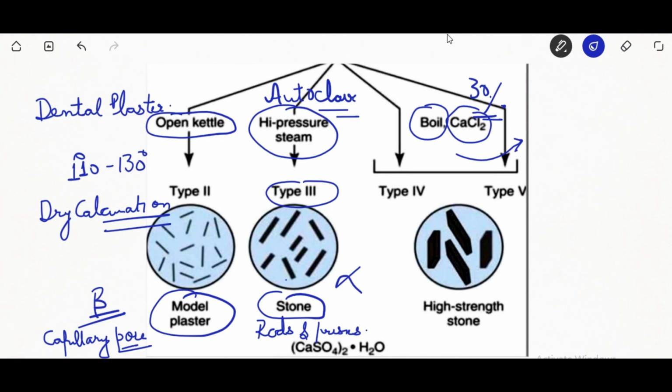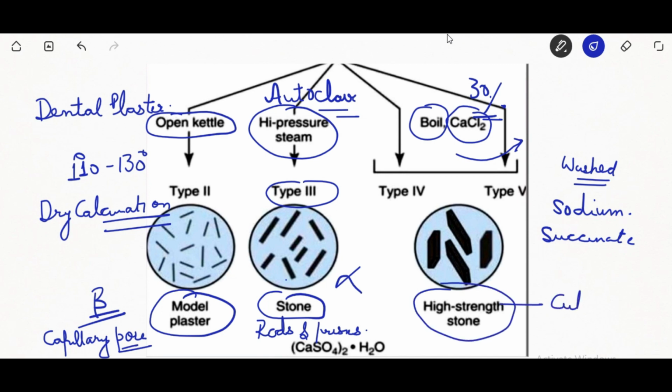If the gypsum is calcined by boiling it in 30 percent calcium chloride solution, and the chlorides are then washed away, or autoclaved in the presence of 0.5% sodium succinate, it will produce the densest of all the three types, which has an even stronger strength. These alpha modified stones with high strength have a microscopic appearance that is cuboidal in shape.